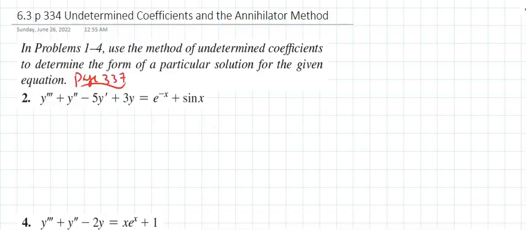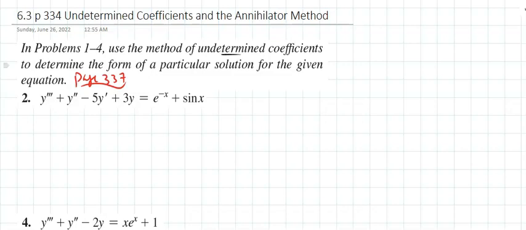So section 6.3 is on page 334. It talks about undetermined coefficients. We did this before, but we're adding the annihilator method, and we did that on a system of equations. Now we're going to do it on a single equation. This is then page 337.